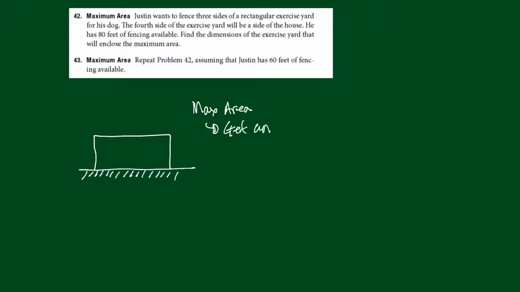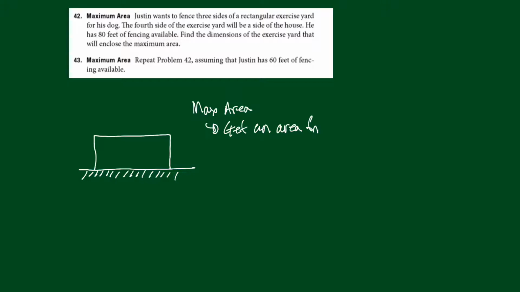Let's start here. Let's draw the side of a house. So maybe this will be the house here. And then out here, we're going to have an exercise yard for his dog. Now what we want to do is maximize the area. When I see problems like this that say maximize or minimize something, I'm going to write what it is I want to do. I want to maximize area. Now, I look around at what I'm given up here, and I'm given no function. So what that tells me is this: get an area function.